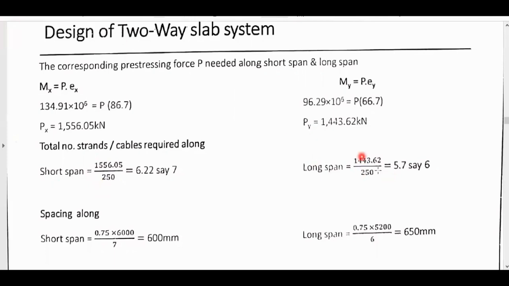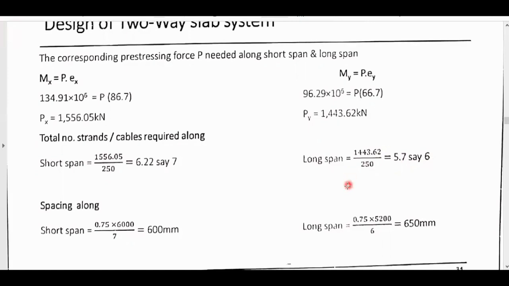the value of Py is 1443.62. 1443.62 divided by 250. So here we will obtain the value of the number of cables in the long span. So the number of cables required in the long span is 5.7. On rounding off, that will be 6.